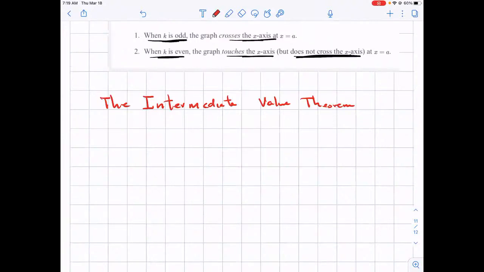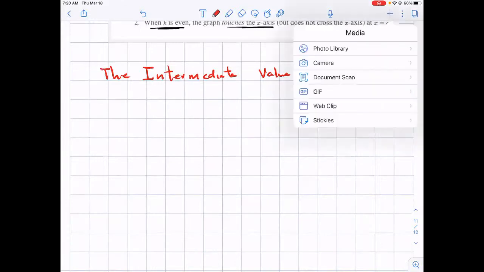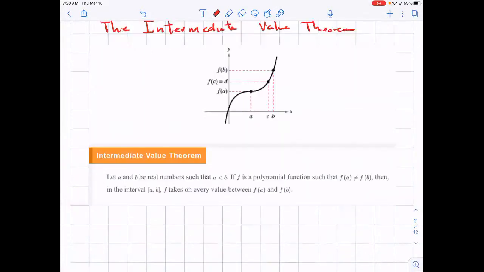So let's look briefly at the intermediate value theorem also. This is another theorem that will help you. Basically it says that if you look at two points on the graph of a polynomial, and the y values are not the same, then there is some x value that falls between those two y values. Let's look at this from a graphical perspective, and we will talk about this more in detail later.